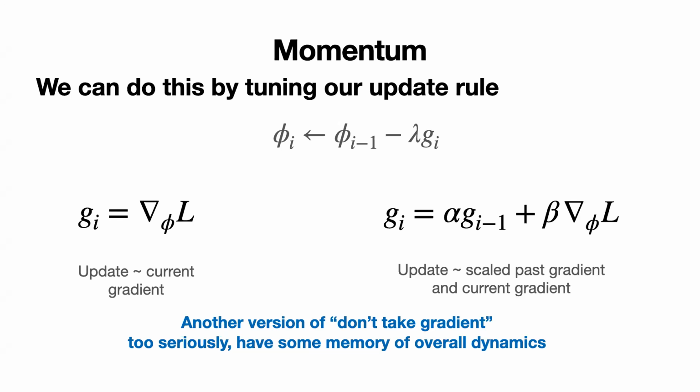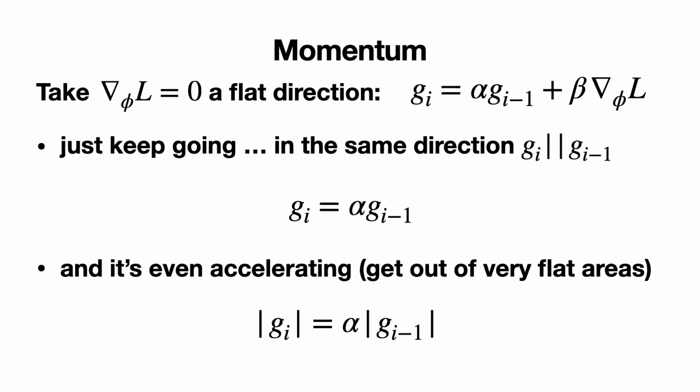And so this is just another version of not taking the gradient too seriously and having some kind of memory or understanding of what your training dynamics are. This is called momentum. Why is it called momentum? Because we can imagine, if we have gradient zero, we're in a flat space. How does our update rule change? Basically, it's going to be just scaling up the gradient, right? So you're scaling, let's say by 1.2, and then next time you're scaling by 1.2 squared, and you're accelerating actually. And that's really nice.